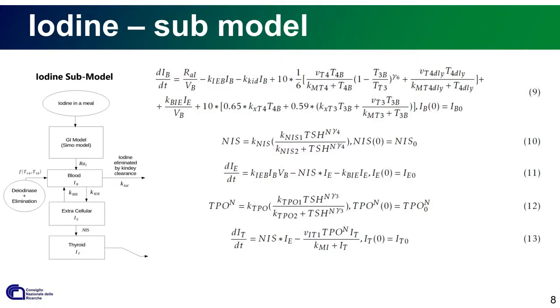In this slide, we have the iodine submodel, composed by five equations. We have the IB, that is the iodine in the blood compartment, NIS, representing the sodium iodide symporter activity, IE, that is the iodine in the extracellular compartment, TPON, which stands for the thyroperoxidase normalized, and IT, that is the iodine in the thyroid.